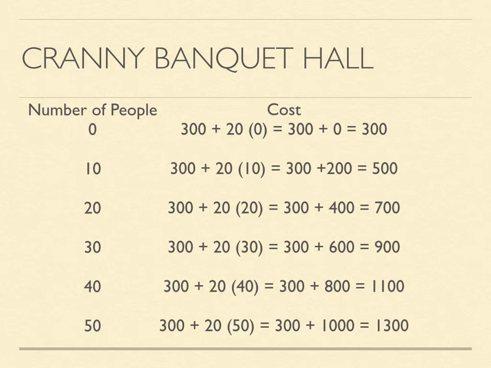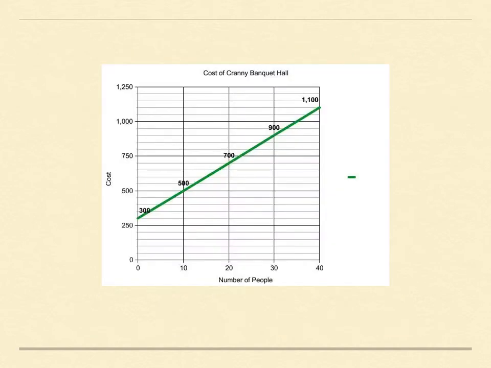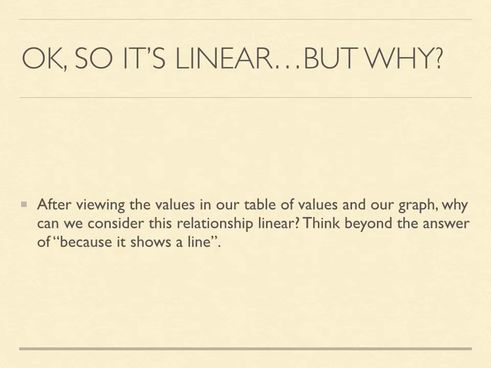So if we wanted to graph this relationship, this is how it would look. Okay, so we've got 0, 300, 10, 500, 20, 700, 30, 900, 40, 1100. Okay, and it's going up at an increasing rate. It's a straight line, therefore the relation is linear. So it's linear, but why? Well, if we look at the values in our table of values and our graph, we can consider this relationship linear. But why? Okay, yes, it shows a straight line.